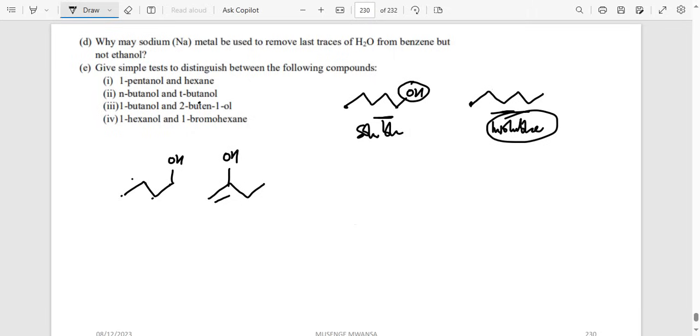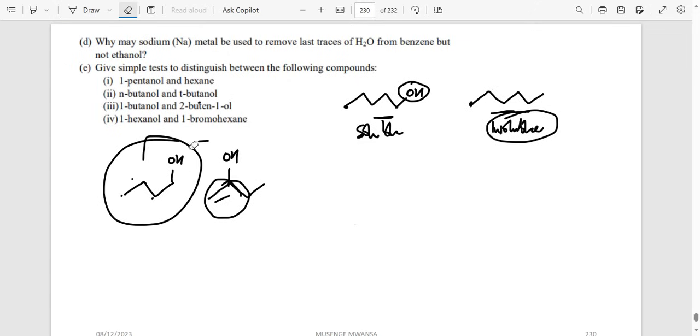What do you know about reactions for an alcohol with an alkene? So 2-buten-1-ol, because it has a double bond, can decolorize liquid bromine. That's what we know about double bonds. This one can't decolorize liquid bromine. So if you react this with liquid bromine, the 2-buten-1-ol can decolorize the solution because it has a double bond.